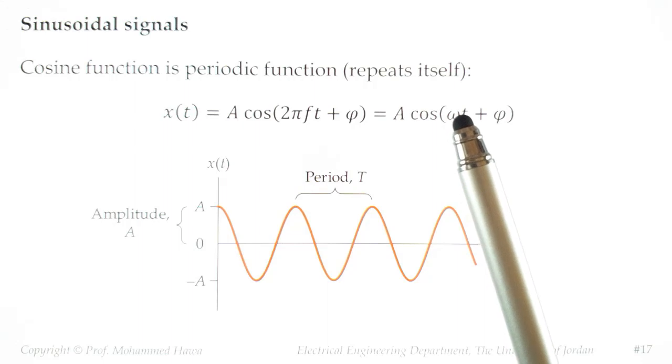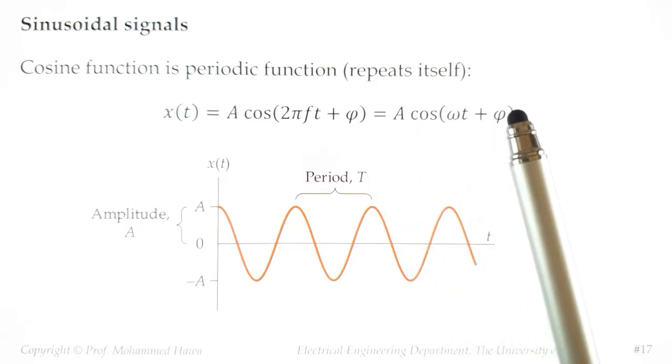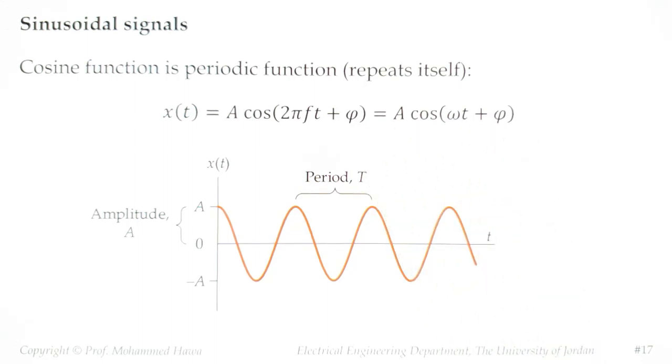I'll give you more details in a second. And then you have this phi here, which is the phase shift. So please remember, there are three main parameters that describe a cosine. If you want to write down the equation for the cosine, you have to think about those three parameters: the amplitude of the cosine, the frequency of the cosine, and the phase shift.